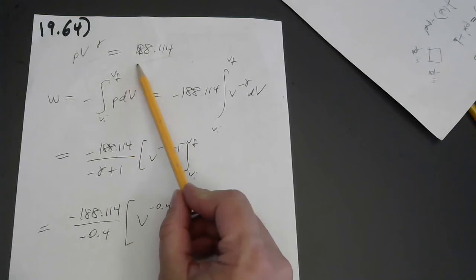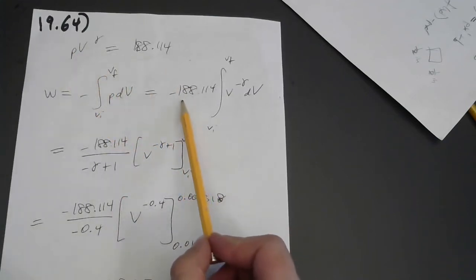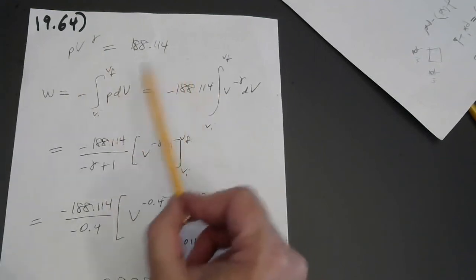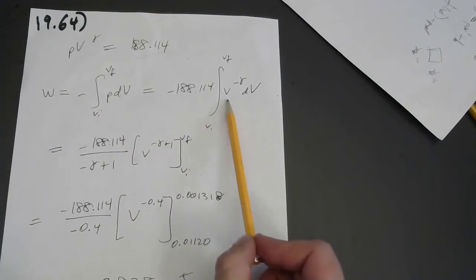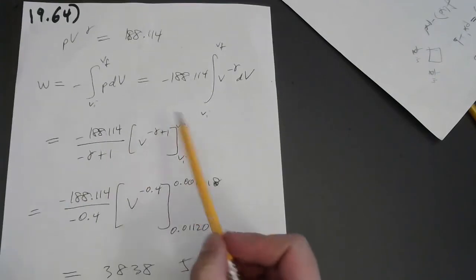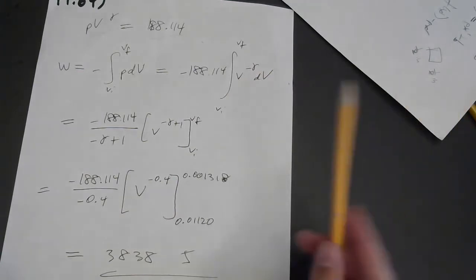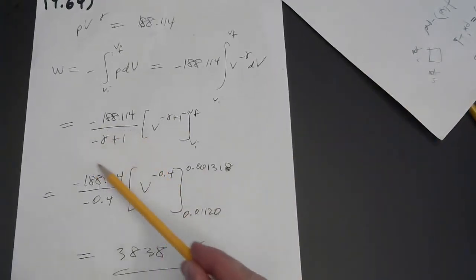Because now that I know what this constant is, I can solve for P. It would be 188.114 times V to the negative gamma. Solve this for P, plug it in here. And this is an easy integral. We just have to use the power rule. So I was correct to raise this power to negative gamma plus 1. And since this exponent is not -1, it is valid to use the power rule. I just forgot to do this. I forgot to divide by the new power.